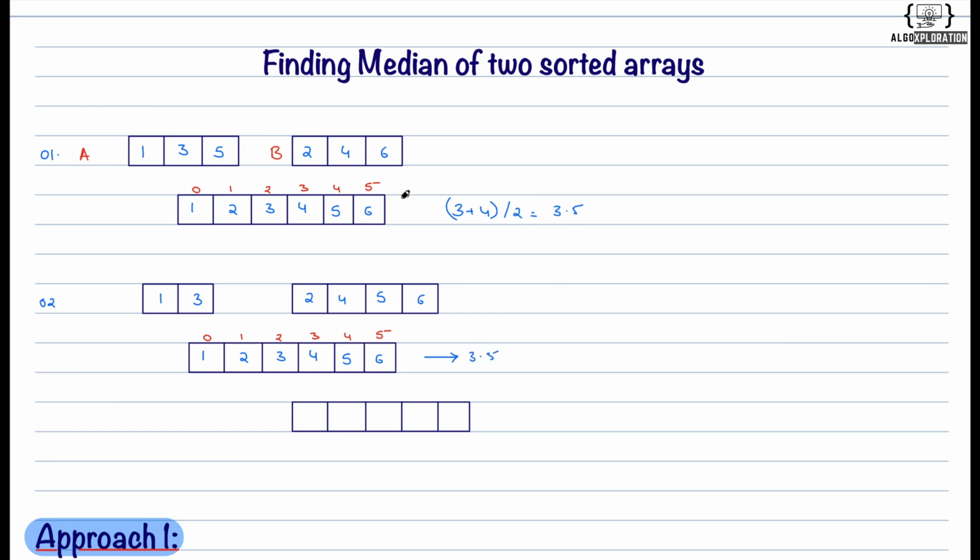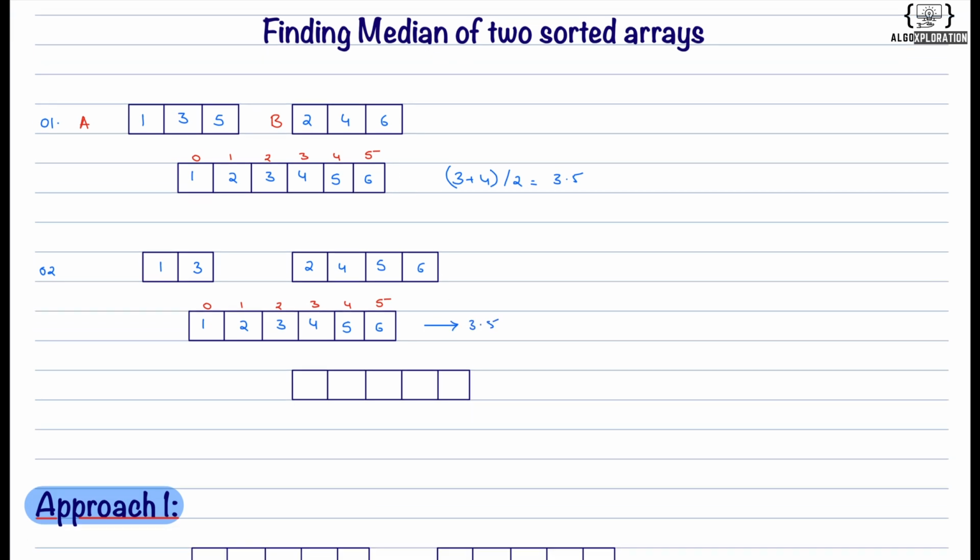Now let's consider one more case. Over here the array is empty, and this is the B array. Now if I convert this into a single sorted array, it will look like this. Now we can see that the length of this array is odd, so we can simply find the mid element, which is 3. So just return it.